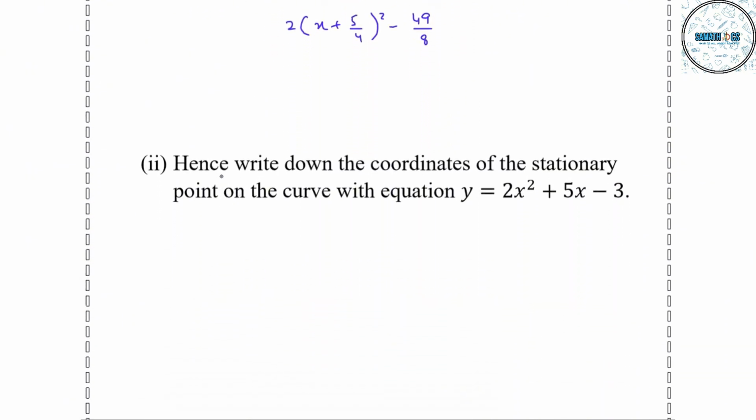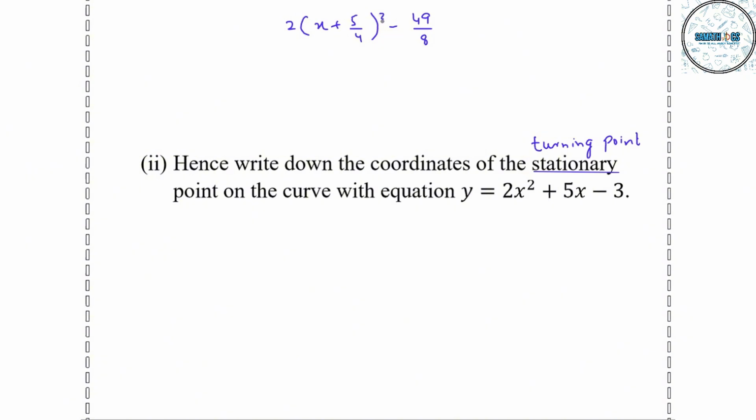In the second part, they are saying, hence write down the coordinates of the stationary point on the curve with equation y is equal to 2x squared plus 5x minus 3. Coordinates of the stationary point means turning point. We can easily write the coordinates of the turning point from this completed square form.